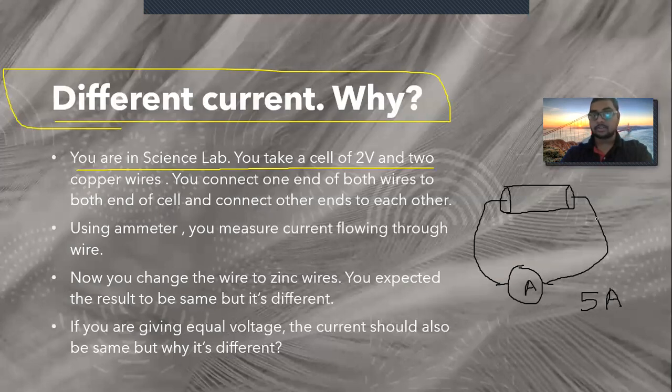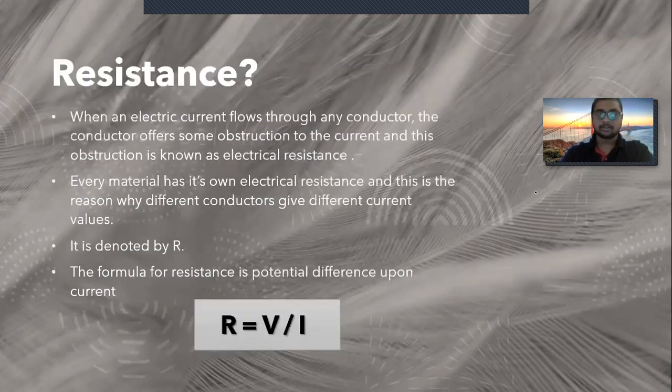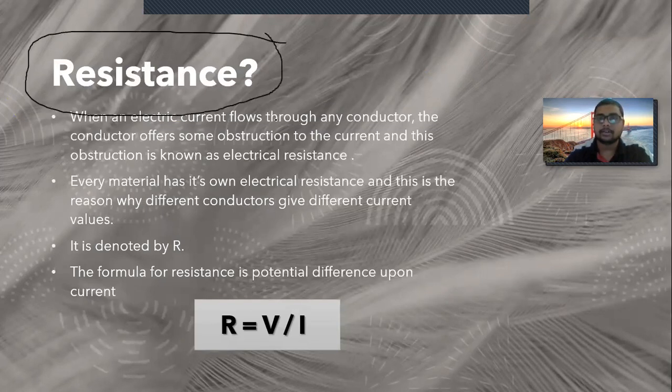Previously, you used copper wires. Now, you are using zinc wires. What will happen? Will the reading remain the same, 5 amperes? No, it will change. Even though you will use the same cell, it will change. Why is that so? It's because of this particular property which is in front of you.